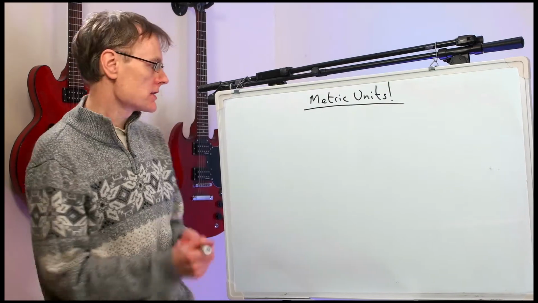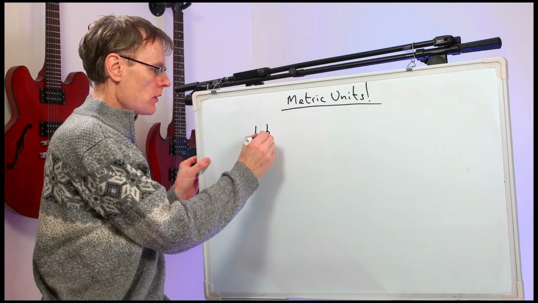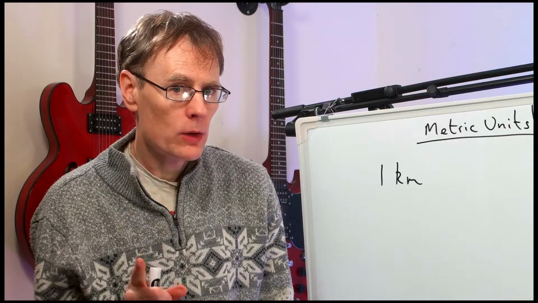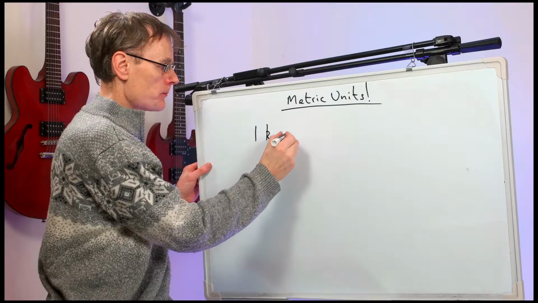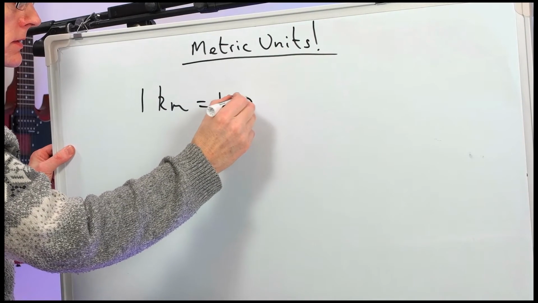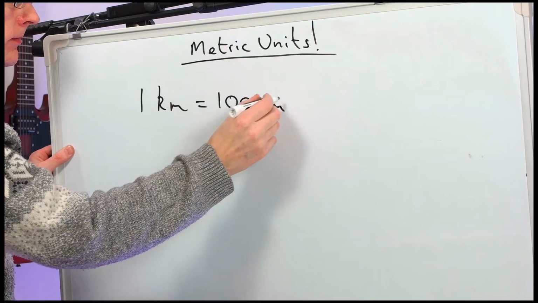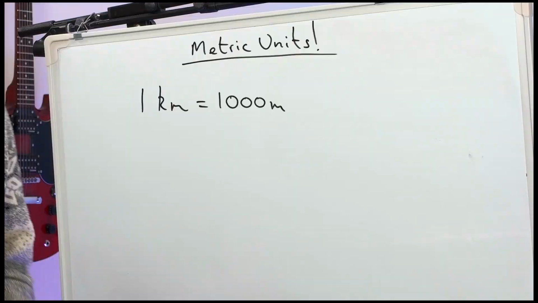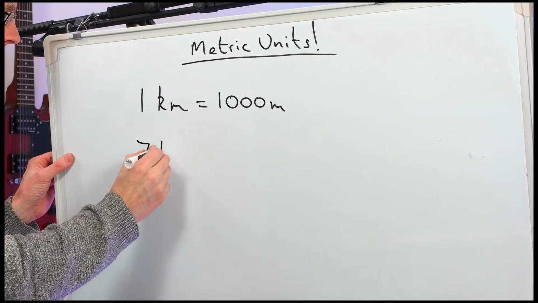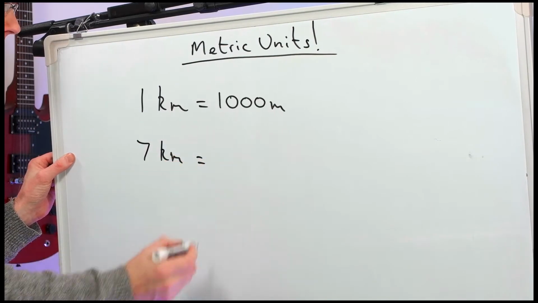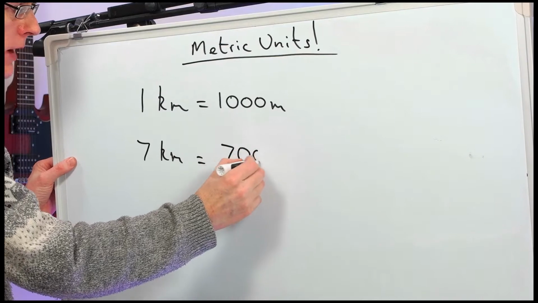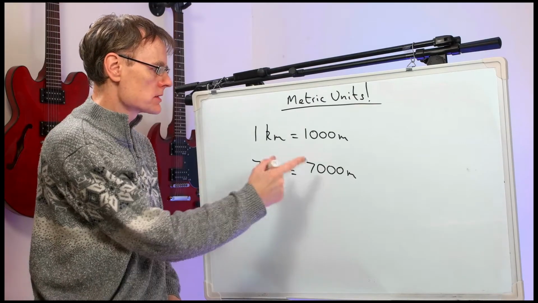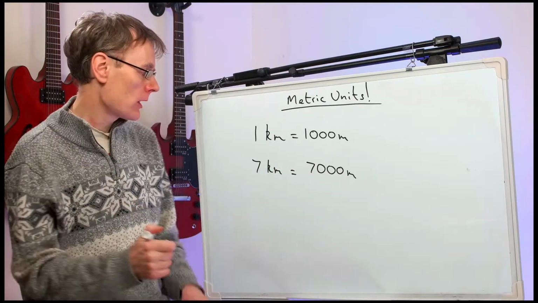Now, let's have a look at 1 kilometre. 1 kilometre. Kilo means 1,000. So 1 kilometre is 1,000 metres. That's more than 2 laps of the running track. If you ran for 7 kilometres, that would be a long race. That would be 7,000 metres. To change from kilometres to metres, we're multiplying by 1,000.